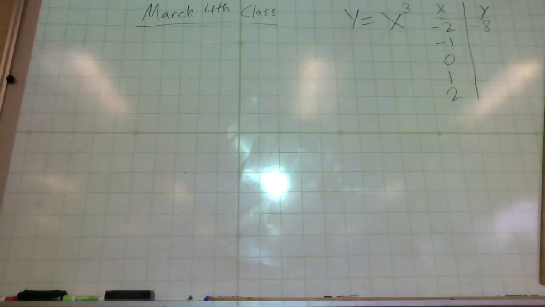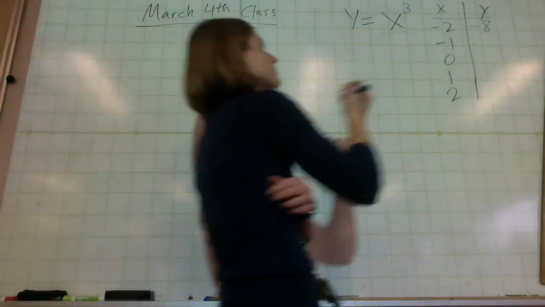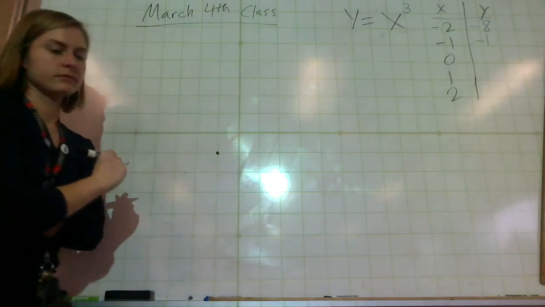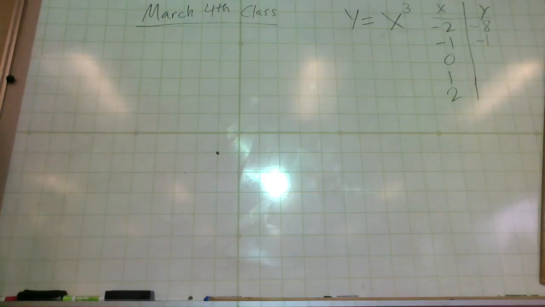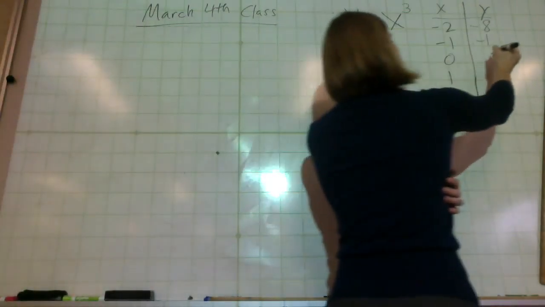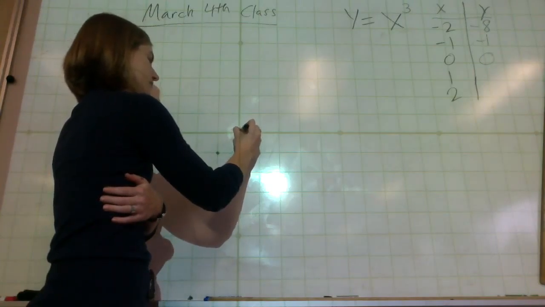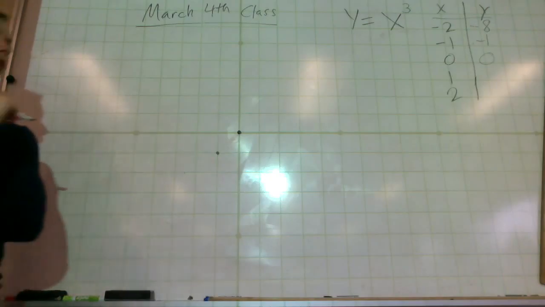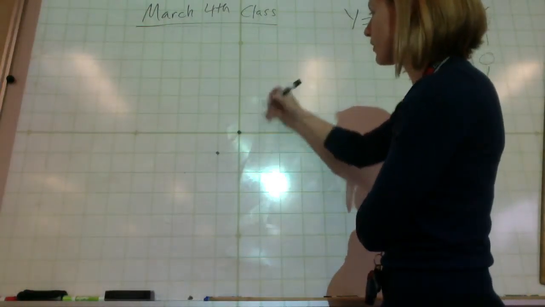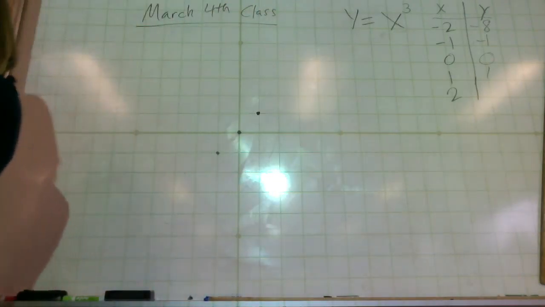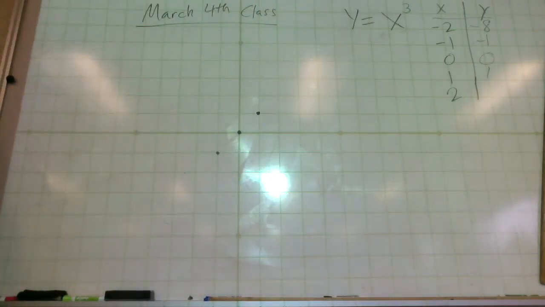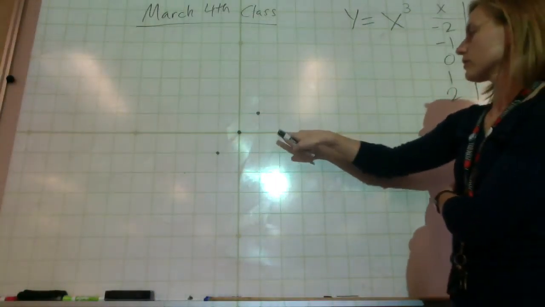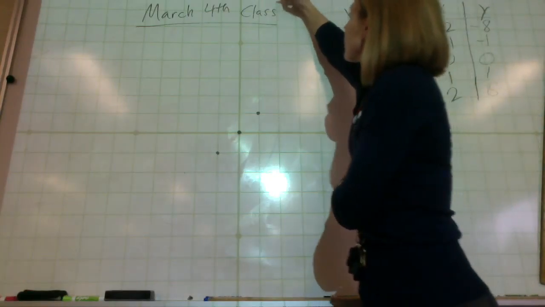What about negative 1? Is negative 1? So at negative 1, I have a negative 1. What about 0? 0. 1? 1. 1 times itself 3 times is 1, so we have a point at 1, 1. 2? 8. 2 times 2 times 2 is 8. So we have a point at 2, 8. Goodness, all the way up here.